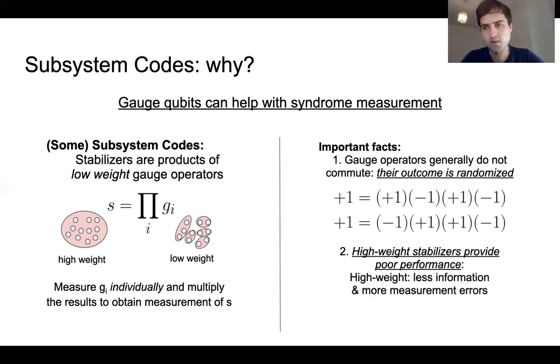Another fact is that because you're multiplying gauge operators together to form the stabilizer, often the actual stabilizer weight itself is higher in subsystem codes. And that means there's less information obtained from each measurement and also more measurement errors. So if one of the gauge operators fails, then the stabilizer measurement also fails.